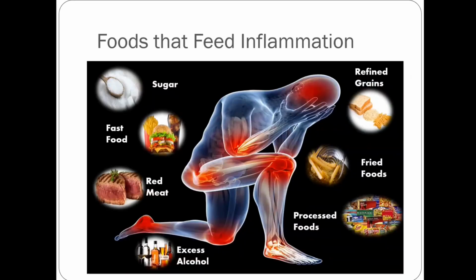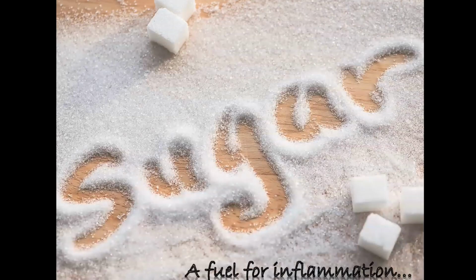Okay, so foods that feed inflammation, you can see lots of different examples here. Sugar, processed foods, fried foods, excess alcohol, really refined foods. The further away that foods get from nature, the more inflammation they can cause. So today we're specifically going to look at sugar and sugar from foods, because this is probably the primary source of inflammation. So sugar is fuel for inflammation.